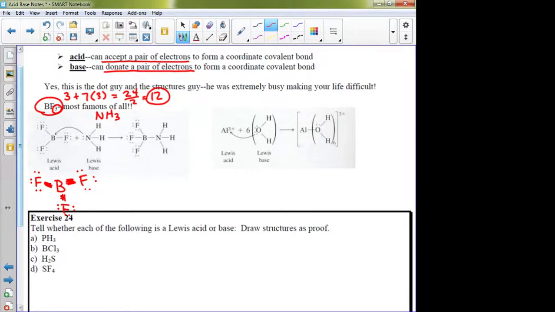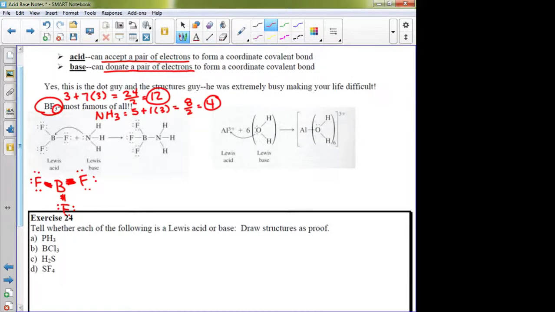Nitrogen is in column 15, which means it has 5 valence electrons. Plus, hydrogen is in column 1, which means it has 1 valence electron. I'm going to multiply that times 3 because I have 3 of them. 5 plus 3 is 8. I'm going to divide that by 2, and that means I need 4 pairs of electrons in this drawing.